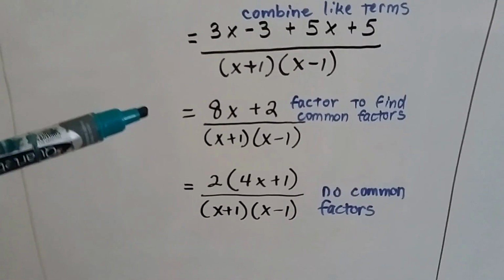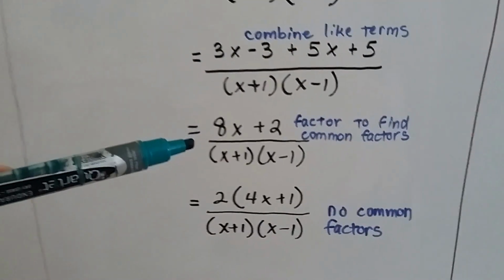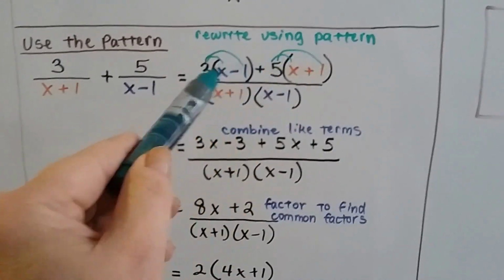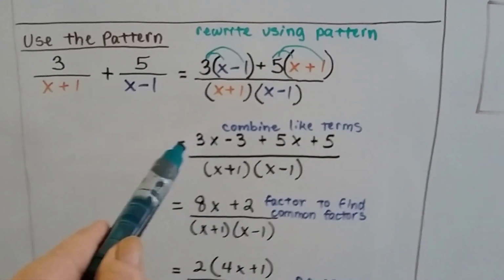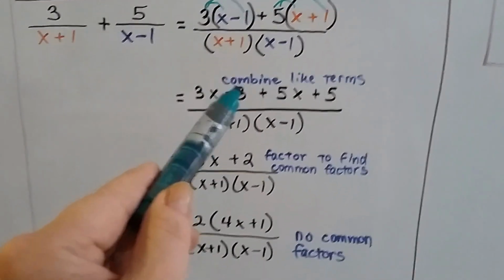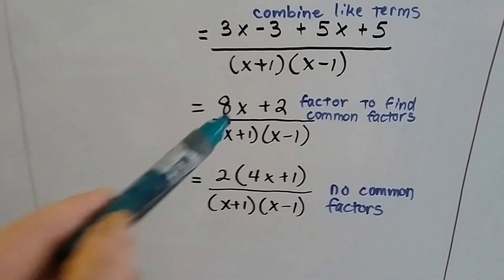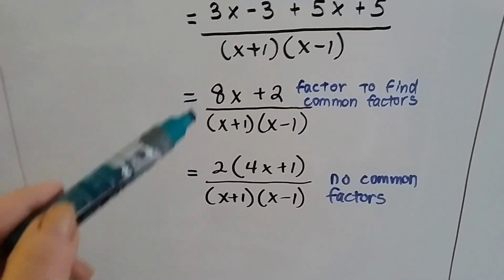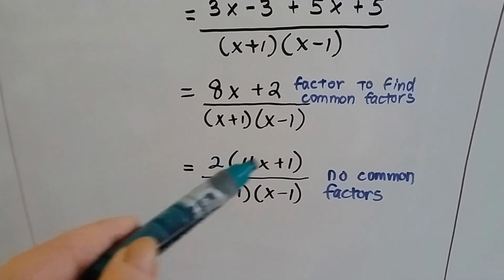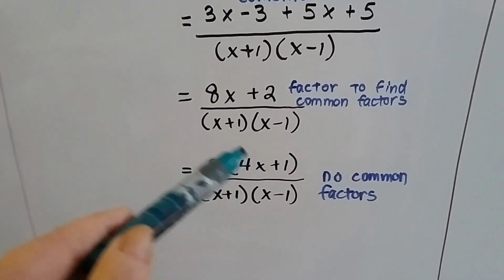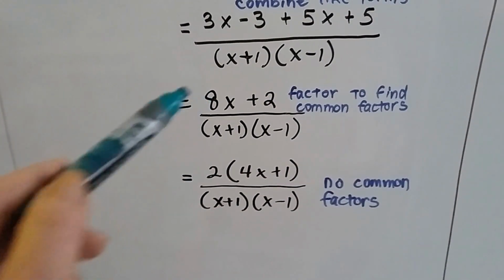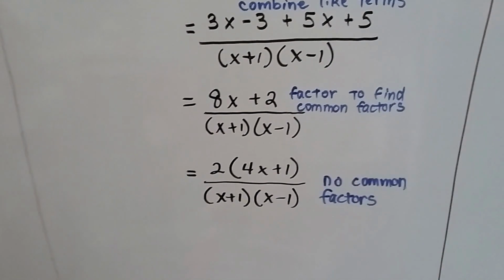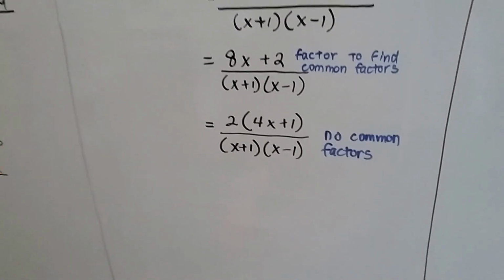Now we can factor to find common factors. So you may think that this is already factored, but it's not. We needed to do the distributive property to this. We needed to combine the like terms of 3x and 5x and the negative 3 and the 5 to get here. Now we can factor to find common factors. And 8x plus 2 factors out as 2 times 4x plus 1. See? 8x plus 2. Same thing as that numerator. And the whole thing is over this denominator. And now there's no common factor, so we're finished. We've simplified it. All right?